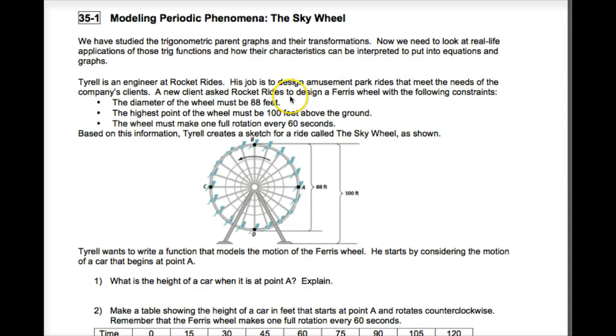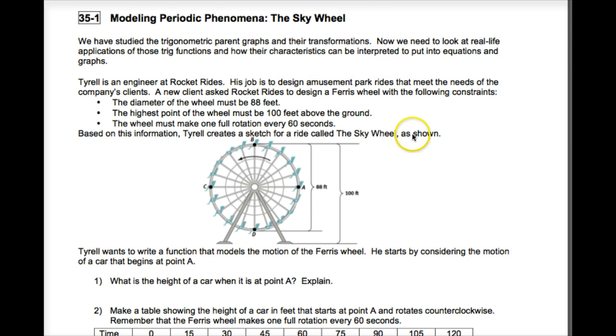So today we are going to wrap up Unit 6. We've done a lot with the trig functions over the past several weeks. We've studied how to get them, their parent graphs, and their transformations. What we're doing now is looking at real-life applications of trig functions, and how their characteristics can be interpreted when we put them into equations and graphs.